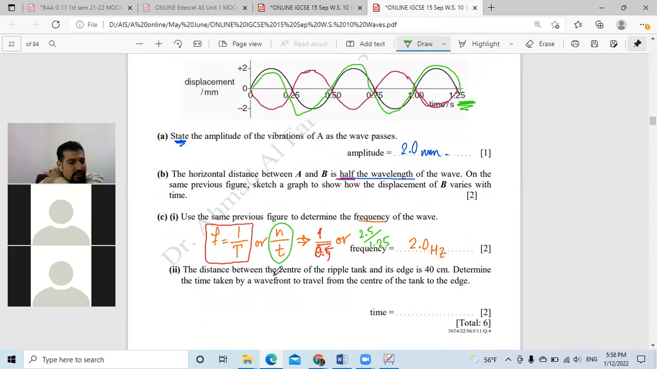Next. The distance from the center of the reference tank to the edge is how long? 40 centimeters. Determine the time taken for the wavefront to travel from the center of the tank to the edge. What are we going to do? How are we going to find the time? Tell me, Ashima, what formula are we going to use to find the time for the wave to travel the 40 centimeters? I'm listening. I'm waiting for your chat.